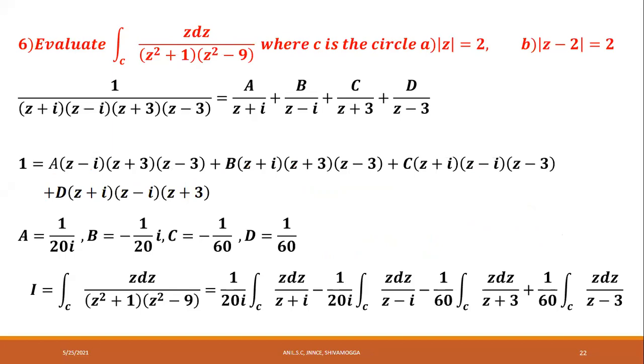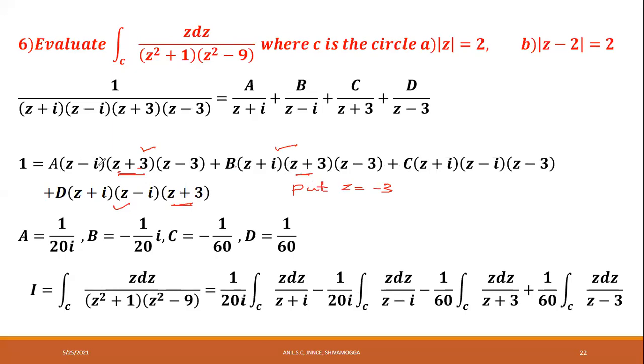Next, we have to find the value of c. To find the value of c, we have to make these three terms simultaneously 0. First, search the common factor. Here z plus 3 is common. Z plus 3, here also z plus 3, here also z plus 3. We can simultaneously make these three terms equal to 0 by substituting z is equal to minus 3. Put z is equal to minus 3.